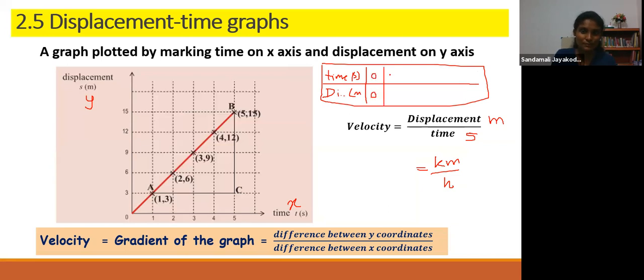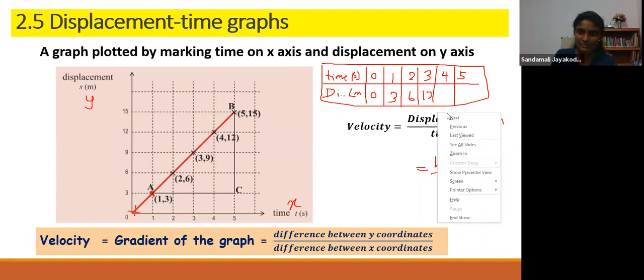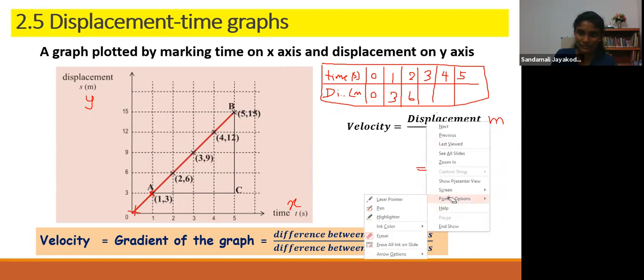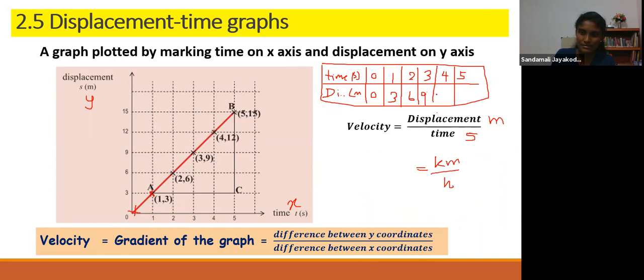Here is 0 at the beginning. That's why it is 0 here, 0, 0. And 1, first second, it is 3. That is mentioned here. That is the next coordinate. And 2, 3, 4, 5. In this way, it has been mentioned here. 3, 6, 12, sorry, it's 9. 3, 6, 9, 12, and 15.